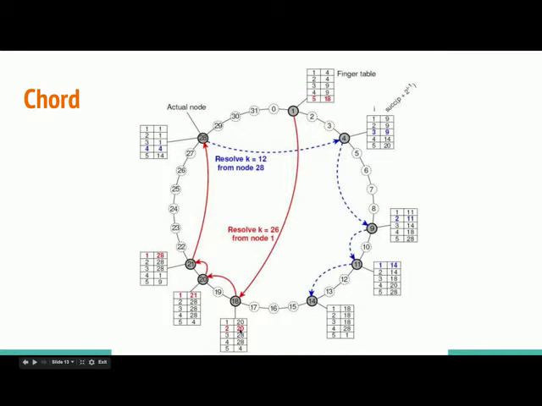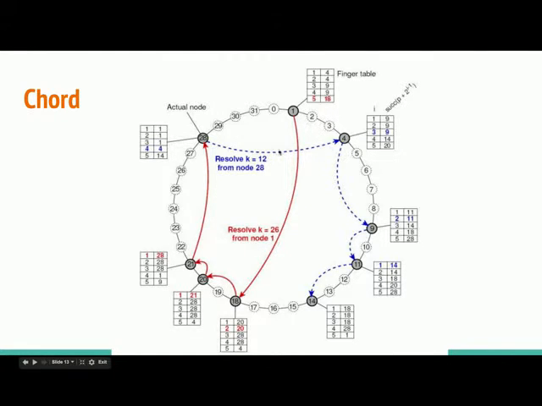And 18 will look into its table, try to find the nearest one that's before it, which is 20. 20 will look into its table to see who is the nearest one before it, this one. And this one will look into its table, see which one is the nearest one before it, none. So it must be between me and my successor, which is actually 26. Alright, let's do another example here.